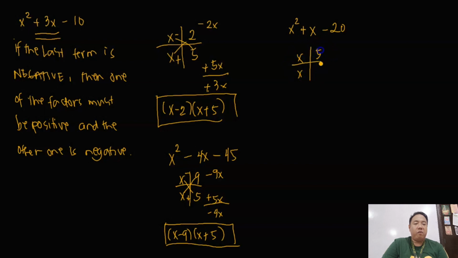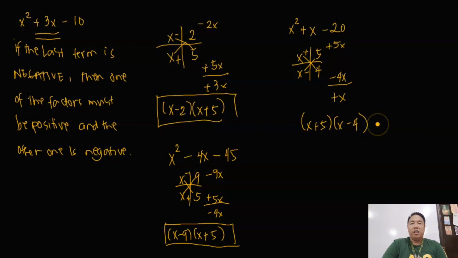So 5 and 4 cross multiply 5x and 4x. Since the middle term is positive, sino mas mataas? 5, then the other one will be negative. So ang lalabas po ba dito ay positive x? Yes. So, dito yung plus, dito yung minus. So, factors, the x plus 5 and x minus 4. So, we got the correct answer.